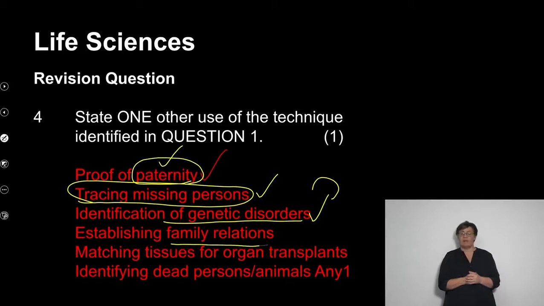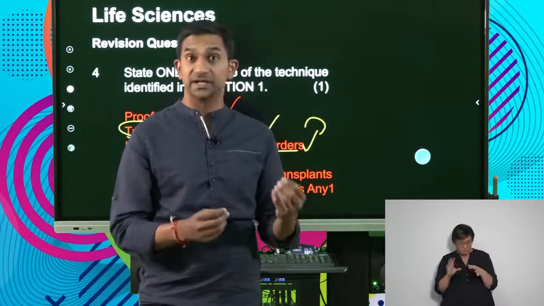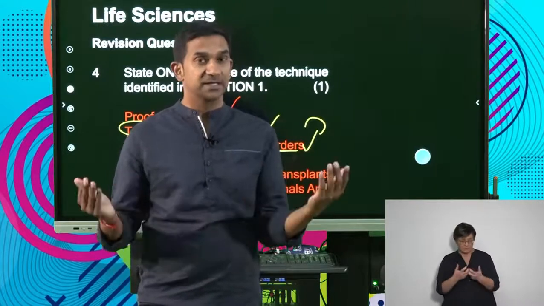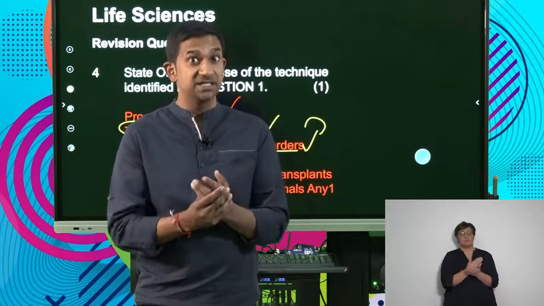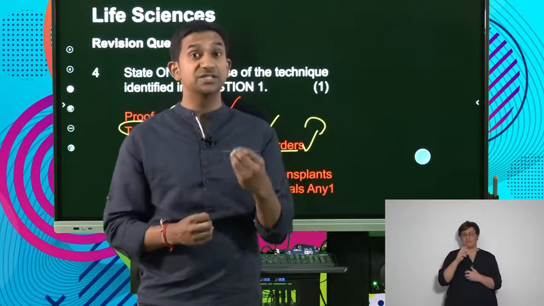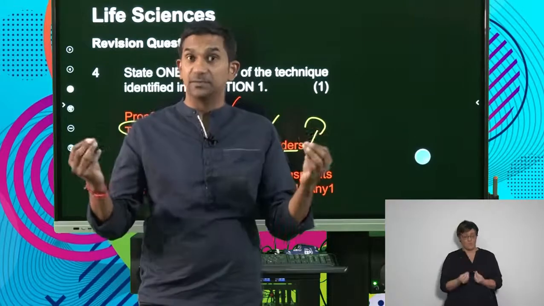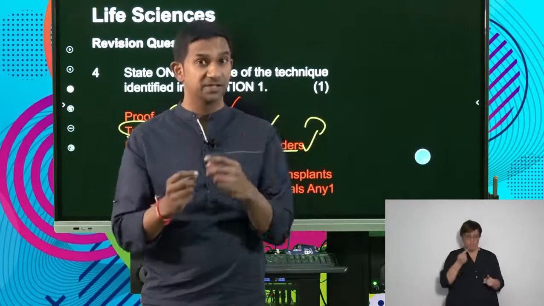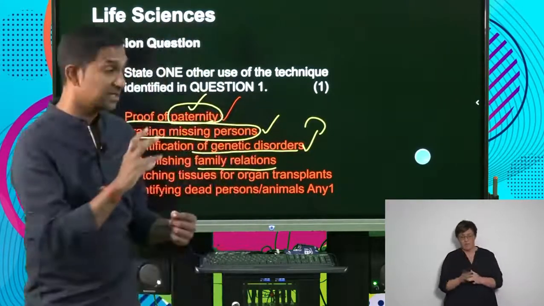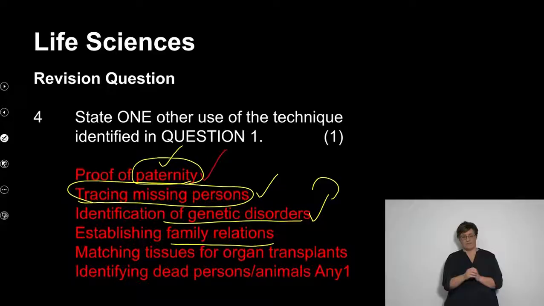Establishing family relations. So again, in terms of siblings as well as individuals related to parents, we know that siblings would have some percentage of match of DNA. In relation to the parents, you'll find that the complement of DNA that you and I have is made up of genetic information from both parents. So we can establish relatedness by looking at DNA fingerprinting.